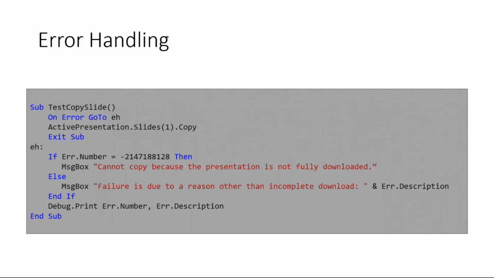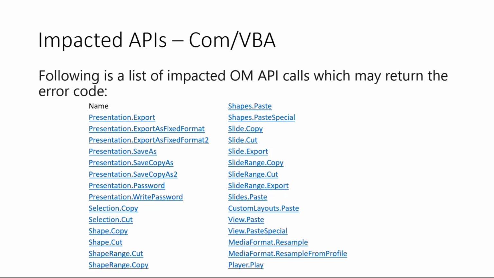And here is the complete list of object model calls which are affected by this change. Most of them require a fully downloaded object. For example, a presentation SaveAs operation requires the entire presentation to be there. Otherwise, it will not be able to save the entire presentation as expected. Whereas a shape also requires its own properties to be there. A shape may contain a media part, an image, or a video part. Until those are fully there, this operation will not succeed.